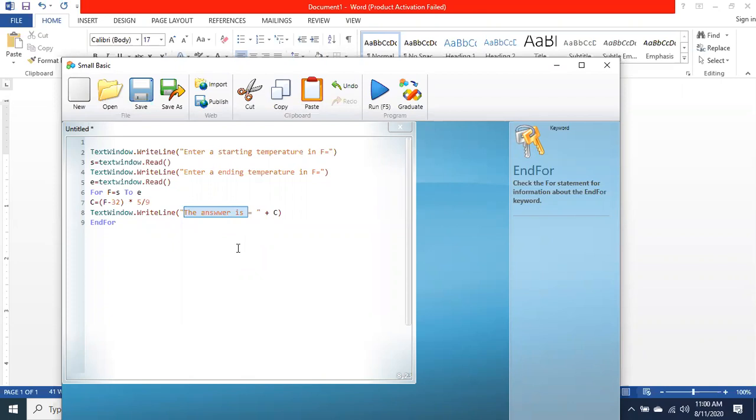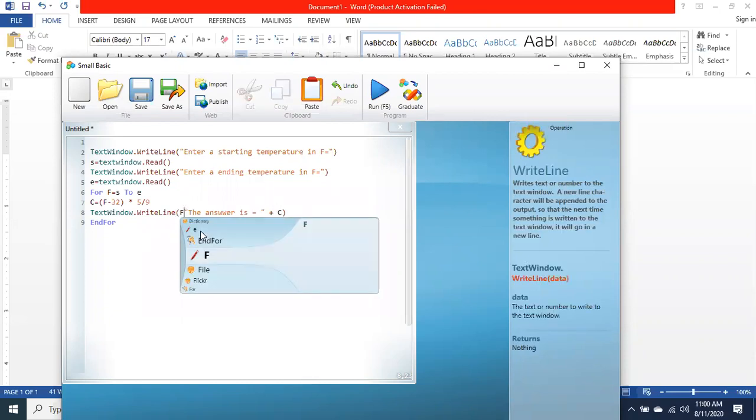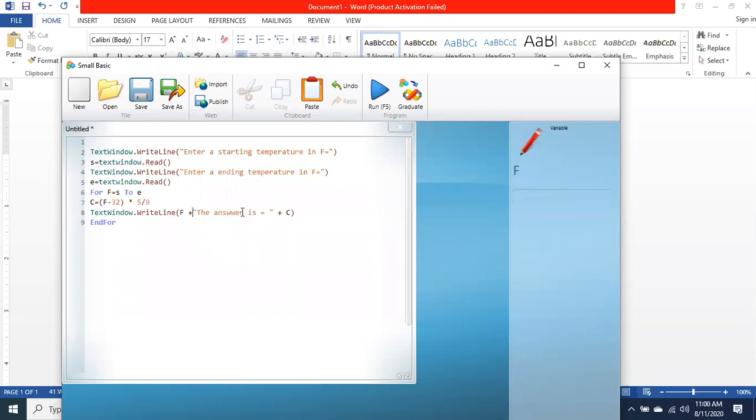We can say that F plus is equal to, which is basically given in double quotes. Why? Because it will be printed in between.